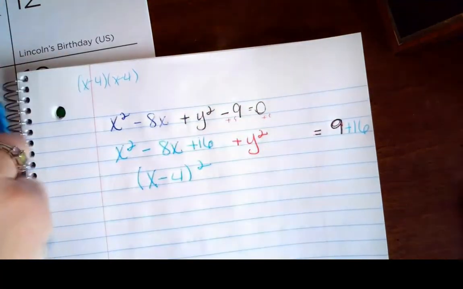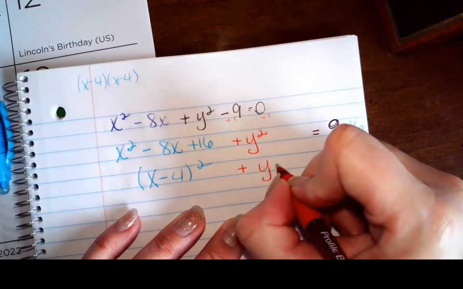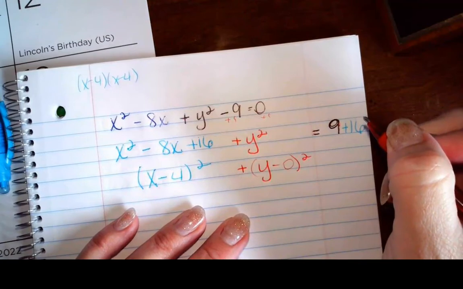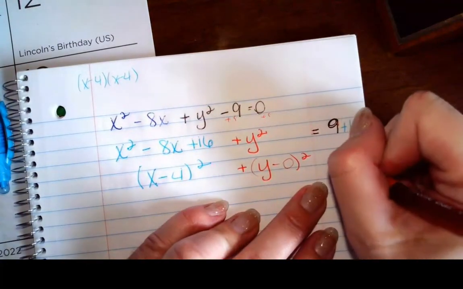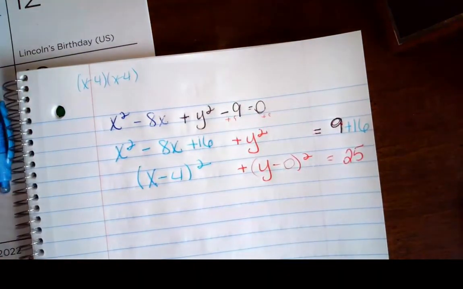Okay? Then this term is already done. So I've got plus a y squared, which I can say y minus 0 squared if that makes your brain happy. To me, that makes my brain more cluttered. But you're not adding or subtracting anything to y. And then that's going to equal 25. So now we've got, again, that should be black.